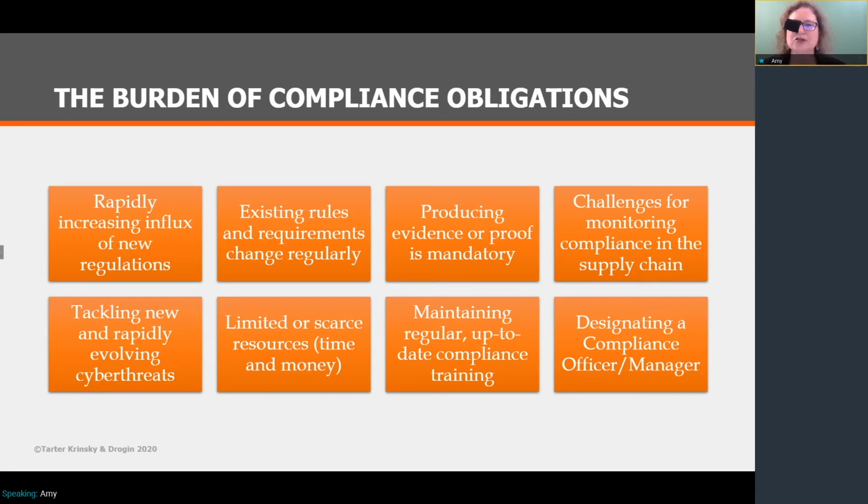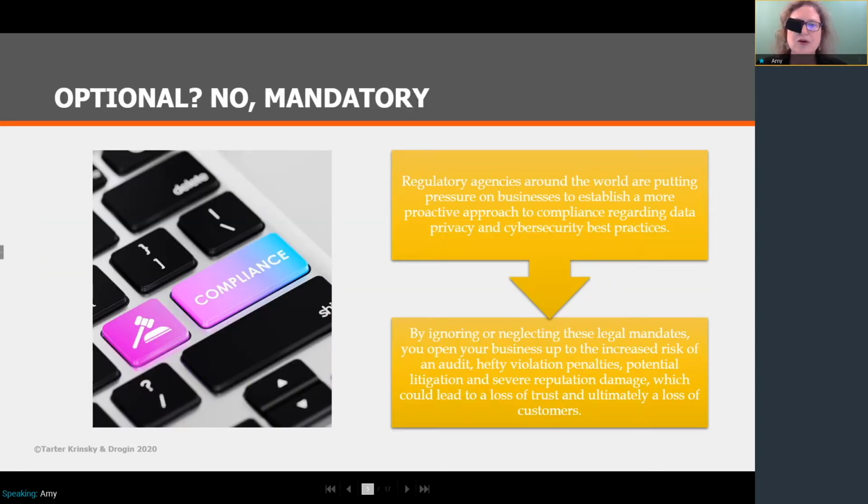Last, you have to train your people. If you have employees or even independent contractors that are going to touch this personally identifiable information, many state laws and laws of other countries require compliance training, and some even require you to designate a compliance manager. So, is everything I've said so far optional or mandatory? Well, in a lot of cases, it's absolutely mandatory.